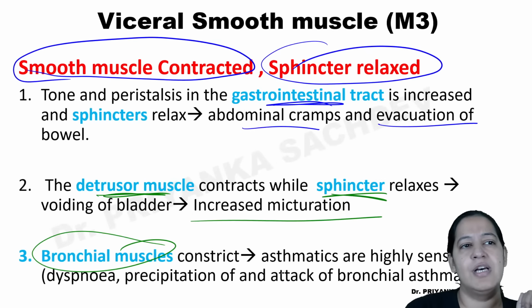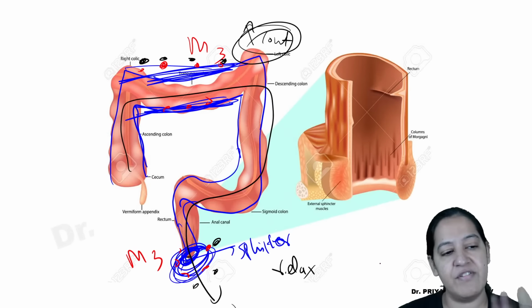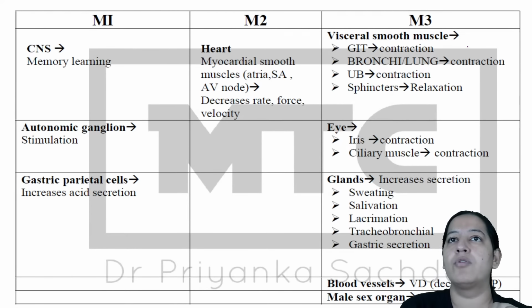So contraction of the bronchial muscles. So we cannot give these drugs to patients with asthma. Otherwise, the attack of asthma is precipitated. So that was all about the visceral smooth muscles.